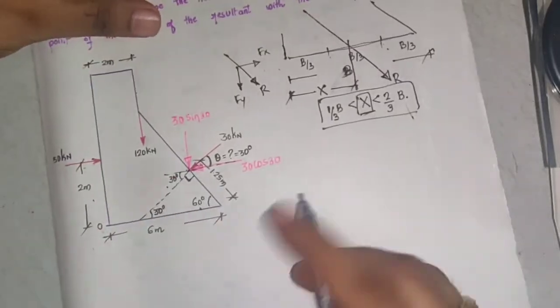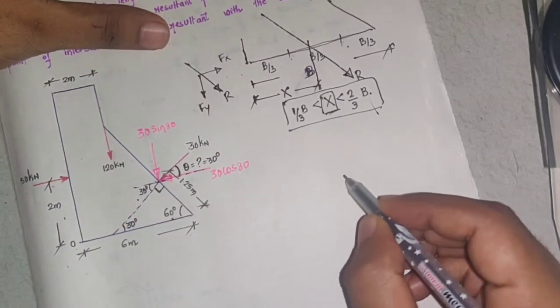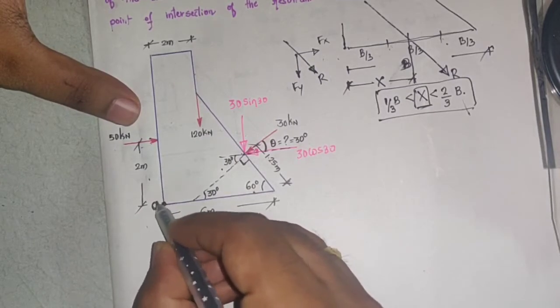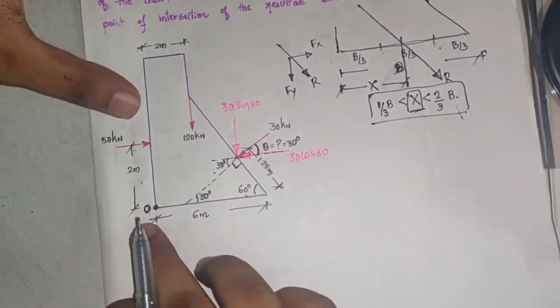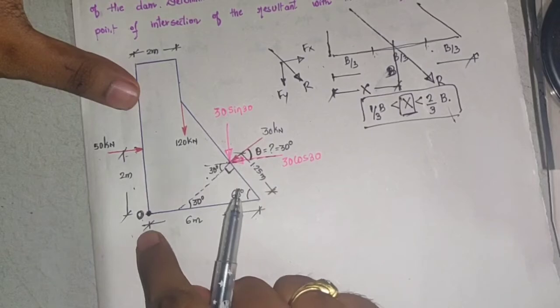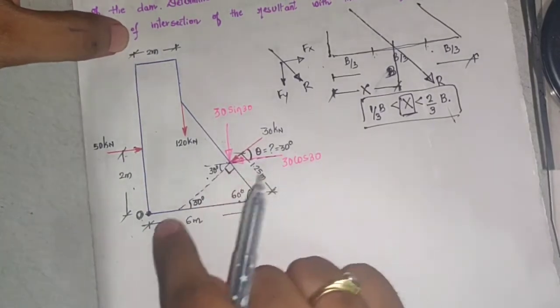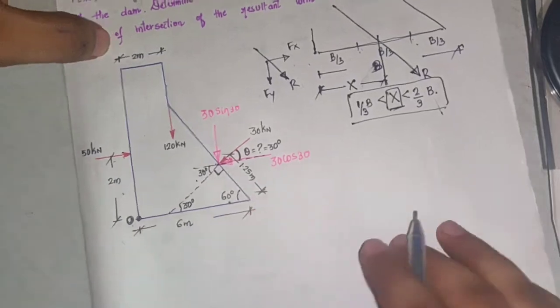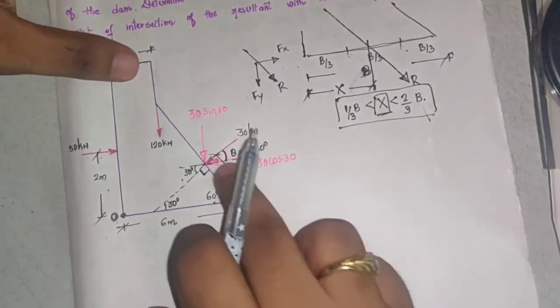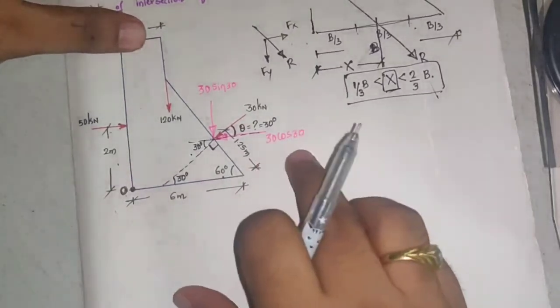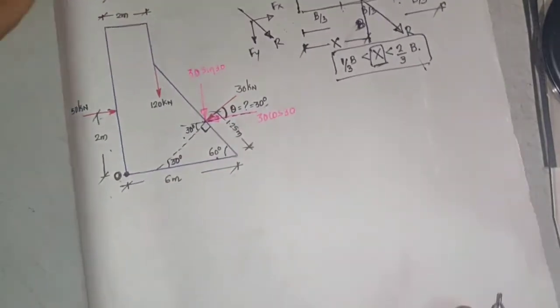Now I'll draw this figure once again because we need it, and we are taking moment with respect to point O. That is, we are determining the resultant acting on the dam with respect to point O. When you take the moment of these two forces, I'll come to that later. Now that you have understood how we got 30 degrees, we'll move ahead.